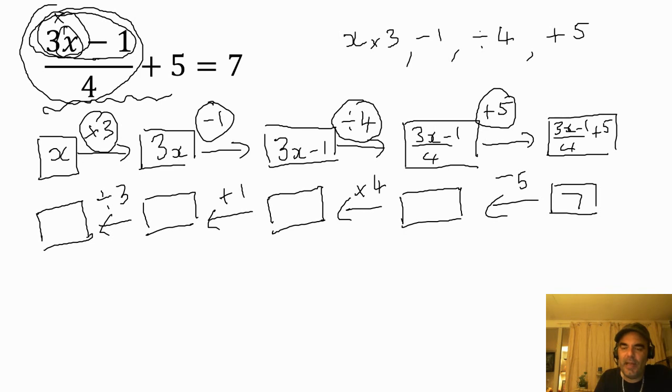So when we're going backwards, we're starting with 7. We're going to take away 5. We're going to multiply by 4. We're going to plus 1. And then we're going to divide by 3. So let's give that a go. 7 take away 5 gives us the answer of 2. Then 2 multiplied by 4 gives us 8. 8 plus 1 is equal to 9. And then 9 divided by 3 is equal to 3.